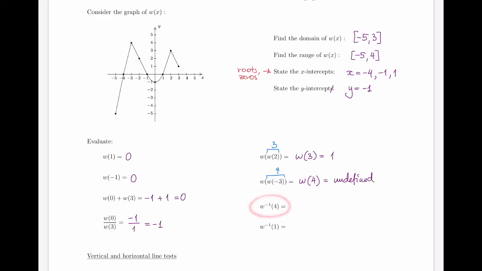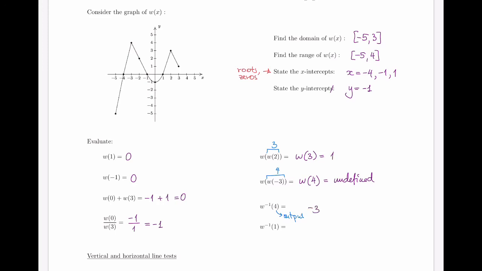Recall that this notation corresponds to inverse function. So that means now I am looking for the input that produces the output of 4. Output of 4 means y equals 4. So I'm looking for the points where the y-coordinate is 4, and there is one right there at negative 3.